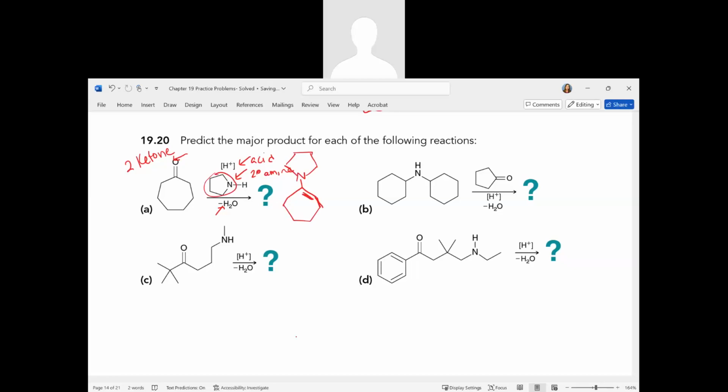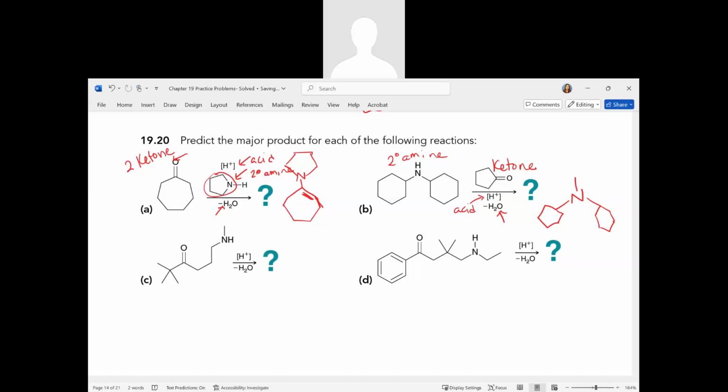Let's look at part B here. So now I have my secondary amine here and my ketone over here, acidic conditions, and removal of water. So we're going to have a similar reaction mechanism that occurs, and we're also going to produce an enamine. So let's see, we have our nitrogen here. It's attached to two cyclohexyl groups.